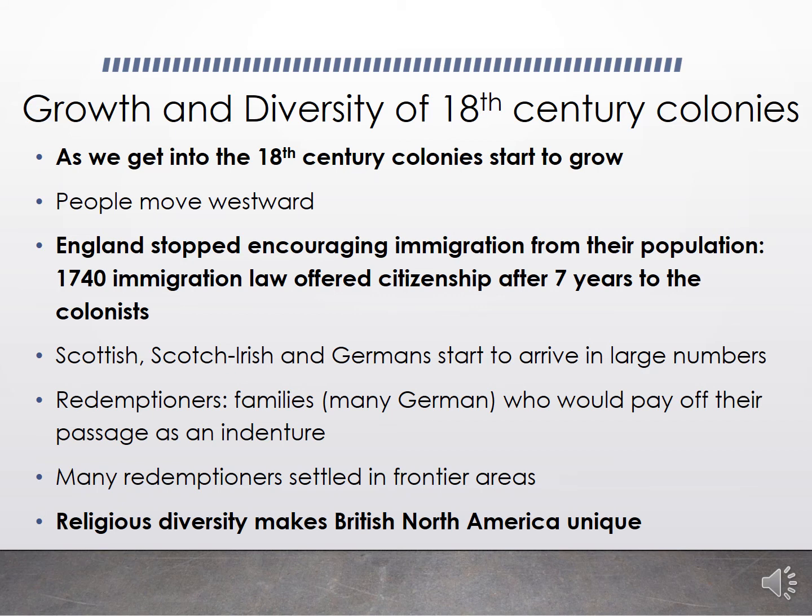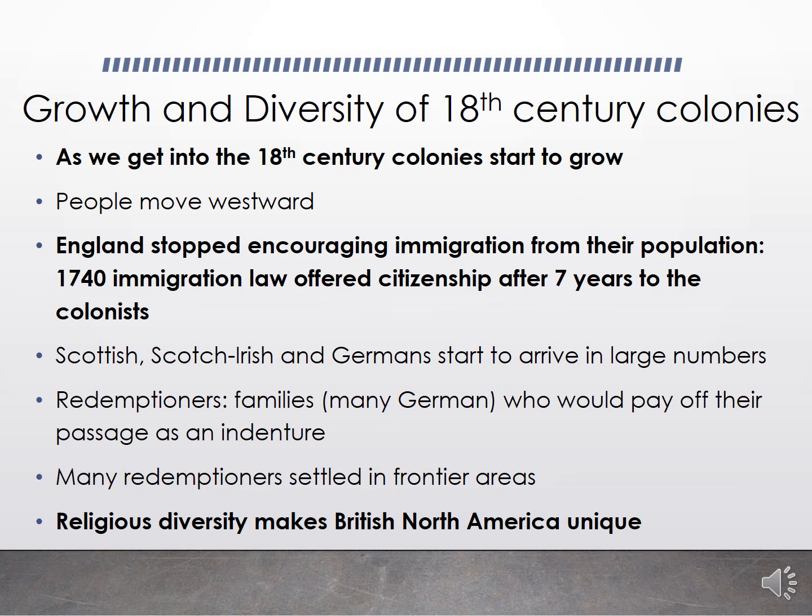What happens is in 1740, in order to keep the population of the British North American colonies up, the Parliament passes an immigration law that offers British or English citizenship to any immigrant that comes to the British North American colonies after 7 years. So all they had to do, if you came from any other parts of Europe and settled in these British North American colonies, was live there for 7 years and automatically you would become a citizen.